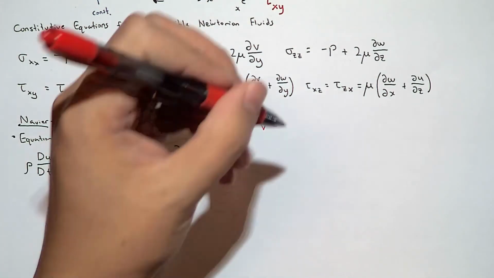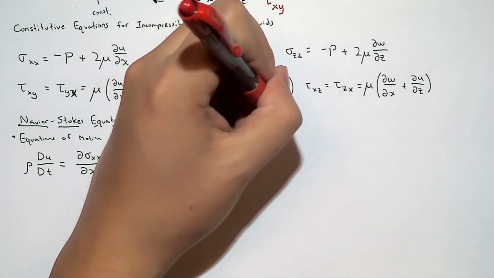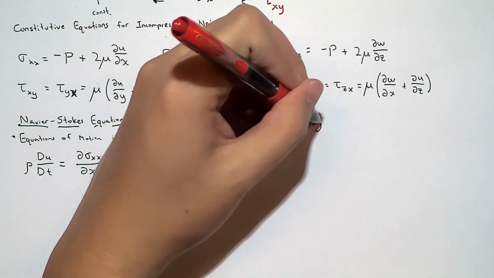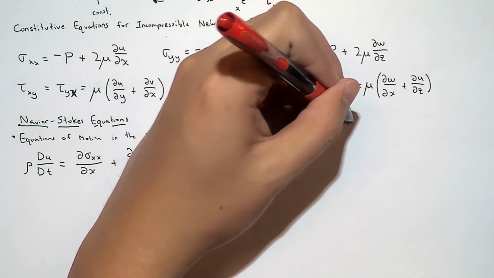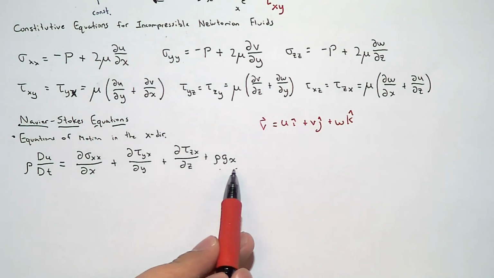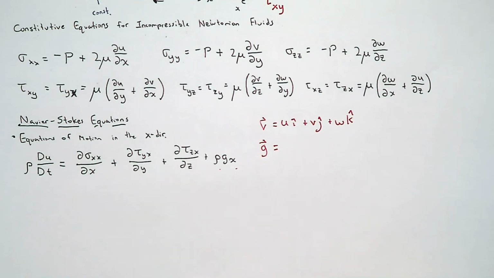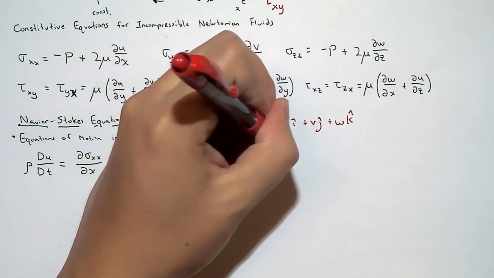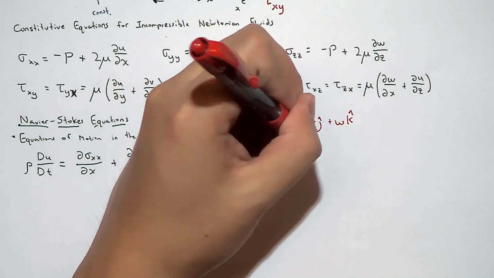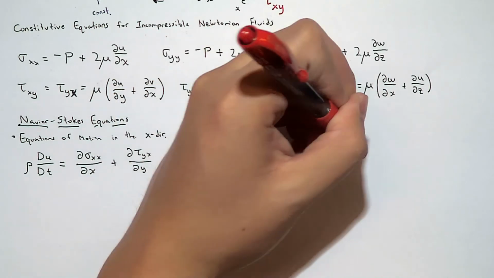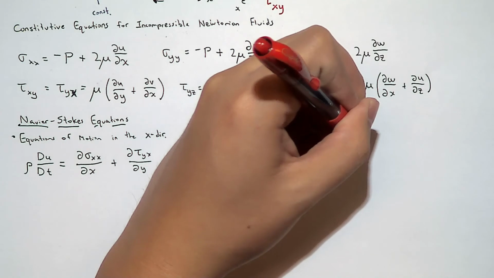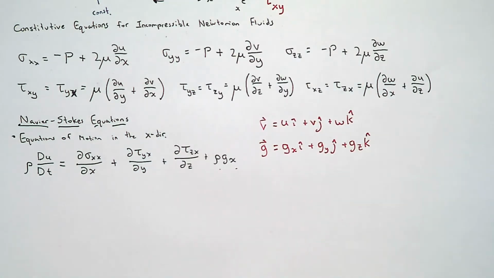Now, in order to start applying the constitutive equations to these equations of motion, let's remember that our velocity vector can be described by three components in the x, y, and z directions. And we can see here that we'll be expressing our body force acceleration vector, which you can treat as your gravitational vector, as a vector with three components in the x, y, and z directions. So let's keep those things in mind, and hopefully it will allow us to simplify or understand how we are manipulating the terms in this equation.